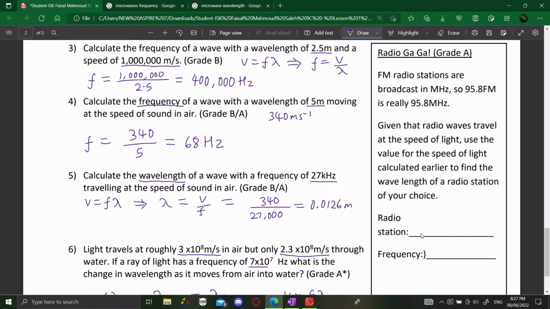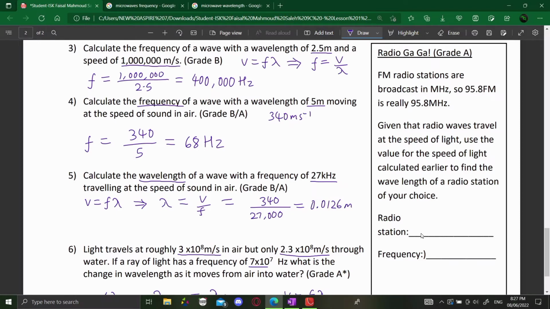FM radio stations are broadcast in megahertz. So 95.8 FM is really 95.8 megahertz. Given that radio waves travel at the speed of light, use the value for the speed of light calculated earlier to find the wavelength of a radio station of your choice.